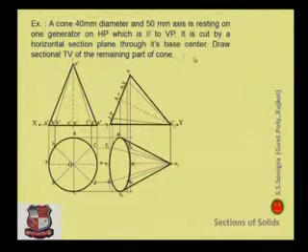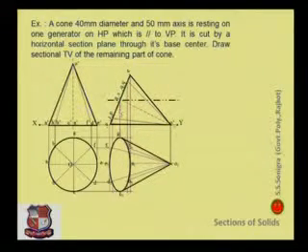Now how to draw this cutting plane? Here it is given that the cutting plane is parallel to VP and it is cut by a horizontal section plane through its base center. So base center is over here. This is the base center. Draw a horizontal line that passes through this base center like this. So this cone is cut like this.